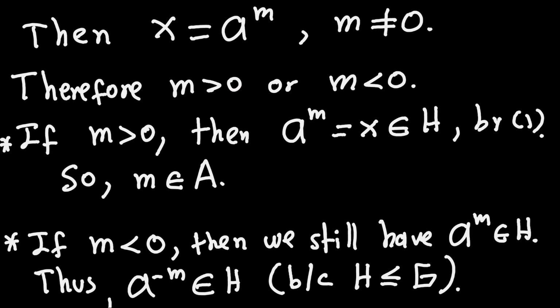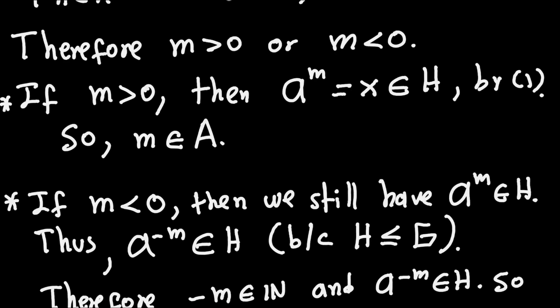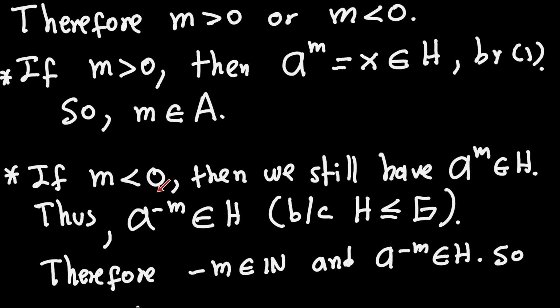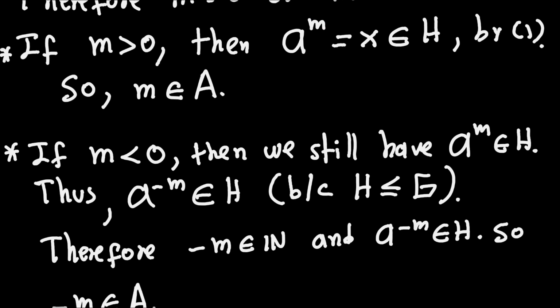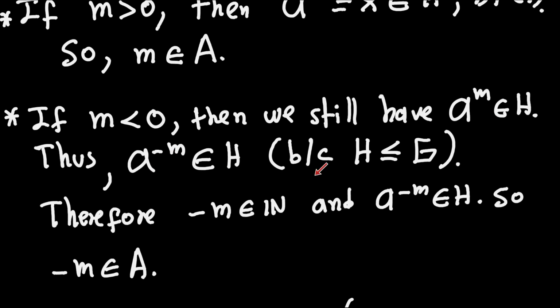We can get the same conclusion if m is less than 0. So what happens if m is less than 0? If m is less than 0, then we still have that a to the m is in H. Well, it's the same thing that we did here. Still the same. x is in H, and x is a to the m. Now, if a to the m is in H, because H is a subgroup, the inverse of a to the m is also in H. So we can conclude that a to the negative m is also in H, because H is a subgroup, and every element in H has its own inverse.